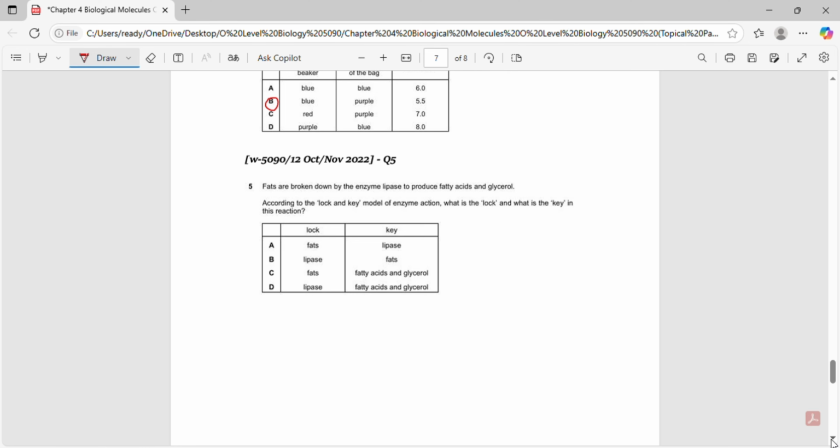According to the lock and key model, the enzyme functions as a lock, with a specific active site, and the substrate acts as a key that fits into that site. For the reaction to occur, the substrate must bind precisely to the enzyme's active site. In this reaction, lipase is the enzyme, and fats are the substrate it acts on. Thus, lipase is the lock, and fats are the key. Based on this understanding, option B is correct, as it correctly identifies lipase as the lock and fats as the key.